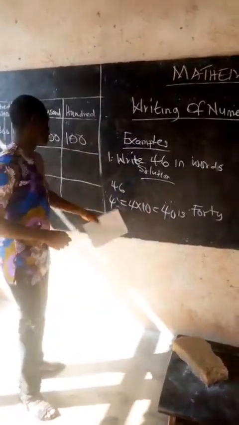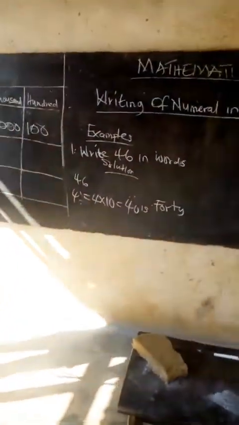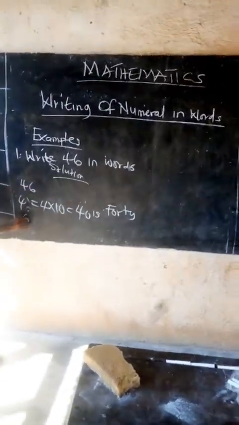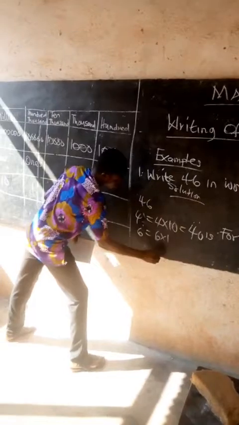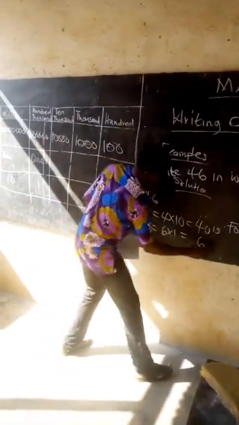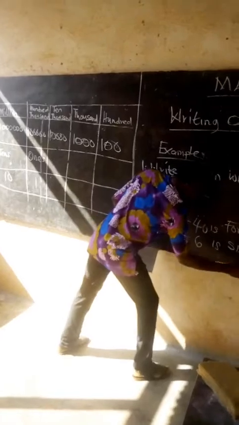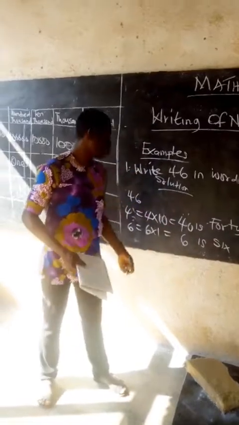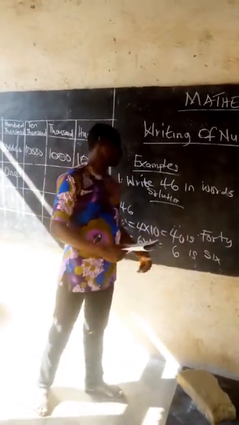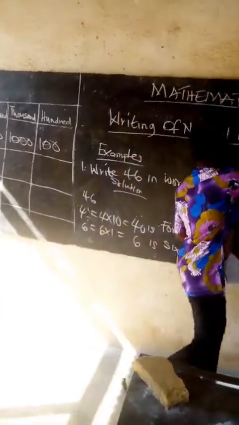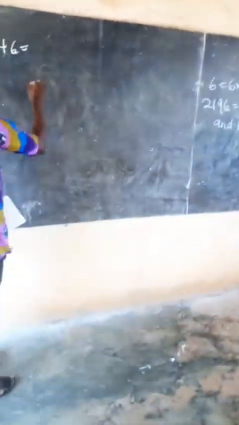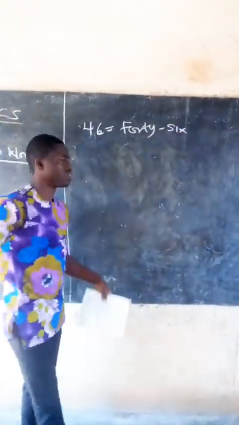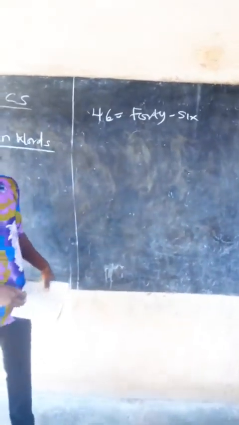And 6 is in ones. So 6 is equal to 6 times 1, which is 6, and in words, six. So we combine these two to write this one in words. 46 is equal to forty-six. That's how to write this one in words.